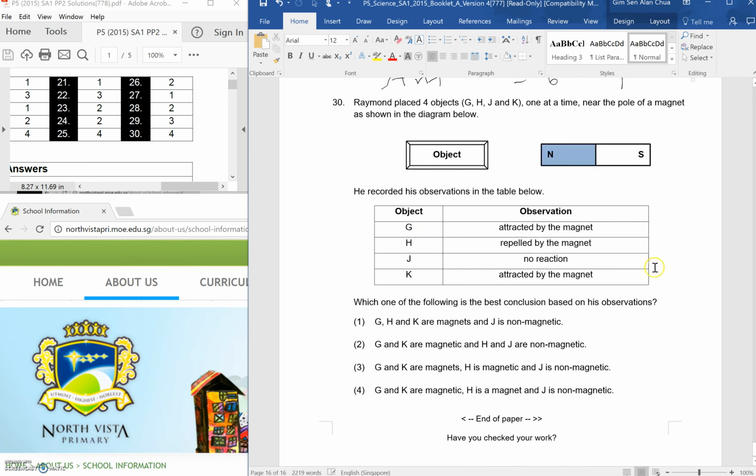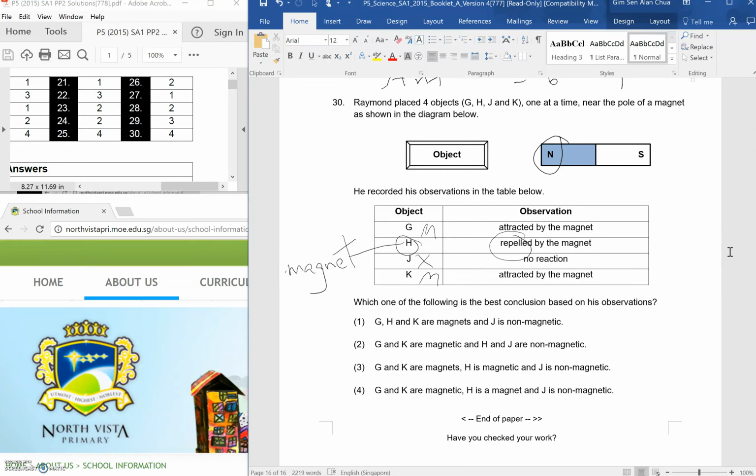Okay, we've come to the final question. Magnets. Raymond placed 4 objects near a pole of a magnet. When he places G, it is attracted, so magnetic material. Repulsion: the whole idea of magnetism is that repulsion takes place if and only if this is a magnet. Repulsion only takes place if we have 2 magnets. So H must be a magnet. J has no reaction, so this is a non-magnetic material. And K is attracted once again. It is a magnet, it can also be a magnetic material.